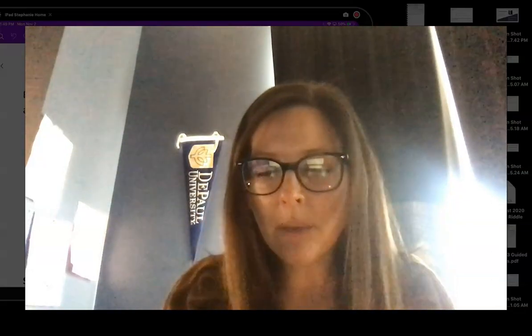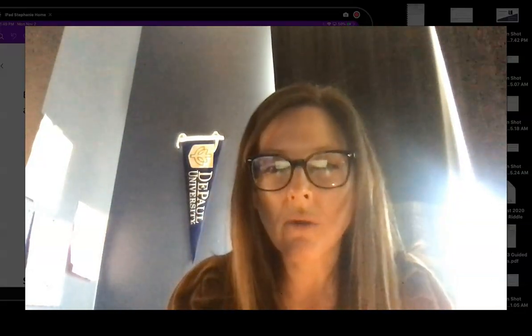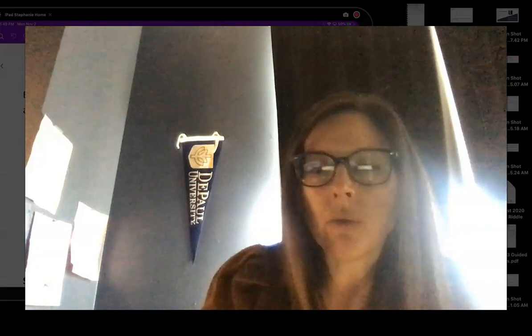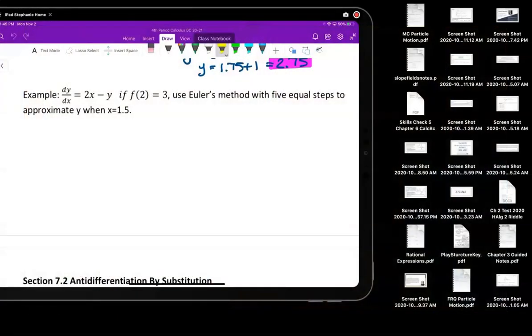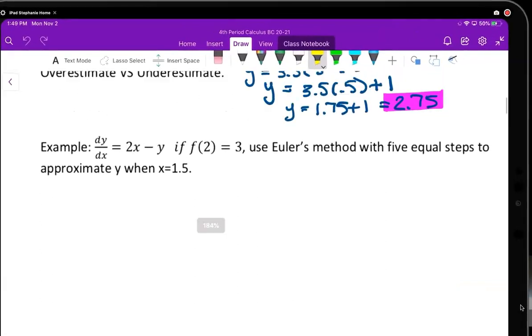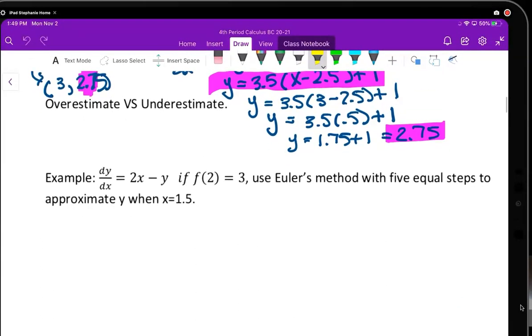Okay, thanks for tuning back in. We're going to do one more Euler's method. I'm actually going to do two examples, but in this video, just one more, where we actually are going to work backwards. So this is where we are in the notes. If you want to find that, this is just right underneath the notes we just took.